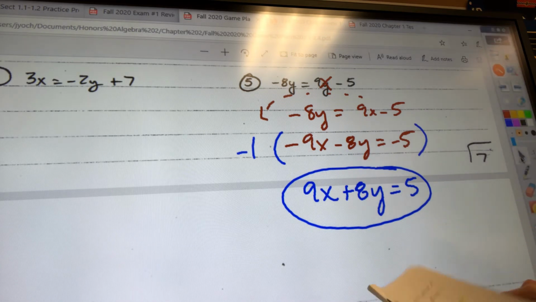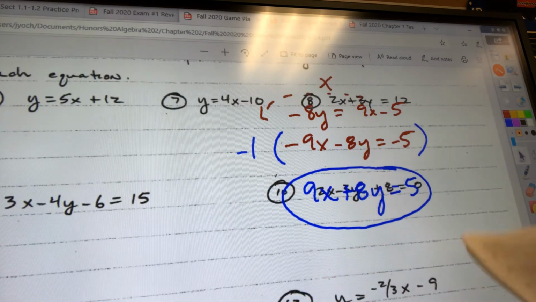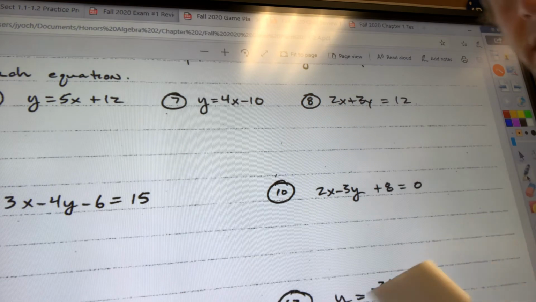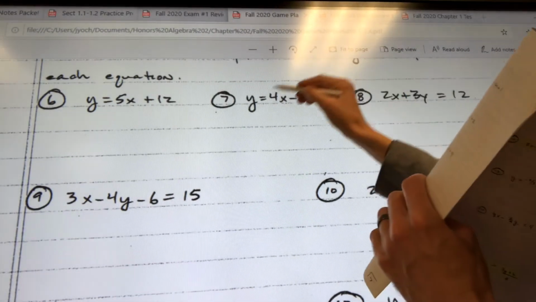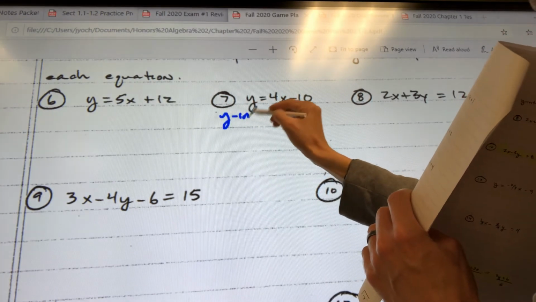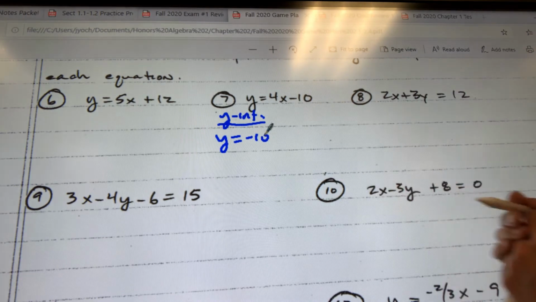All right, on the next page, page 8, it's the x-intercept and the y-intercept. The x-intercept is when y is 0, and the y-intercept is when x is 0. So the y-intercept is when x is 0. So what you're going to do is you're going to say y equals a negative 10. It's looking right at you.